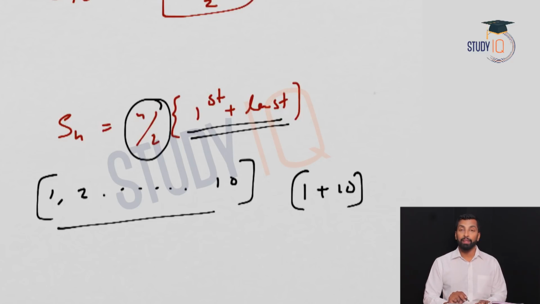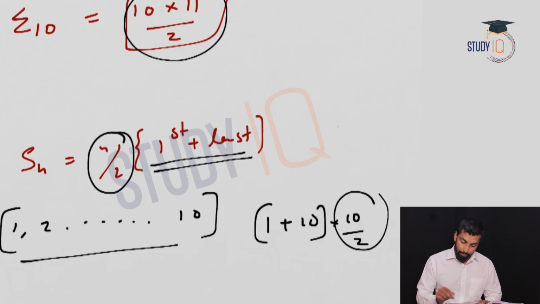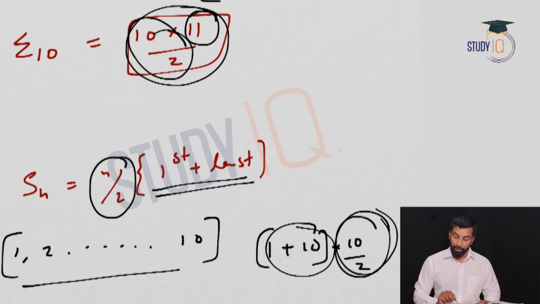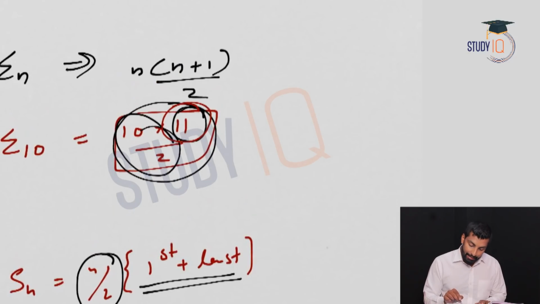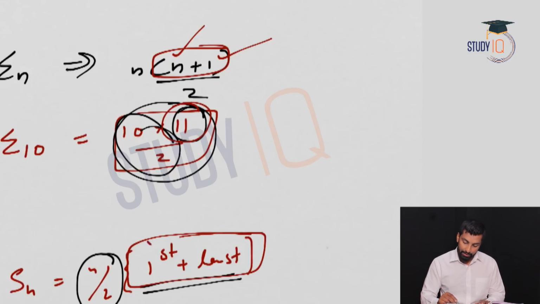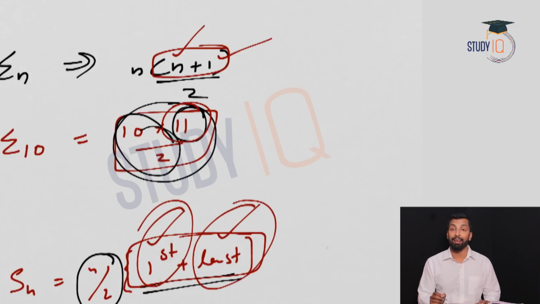Then n by 2 means 10 by 2 because 10 terms are there. And that's what you got here, 10 by 2, and this 11 and this 11. So why you are getting this n plus 1 is basically because 1 is the first term, n is the last term. So that's the formula. We know first term as 1, last term as n, because you need to find sum of n terms, right?